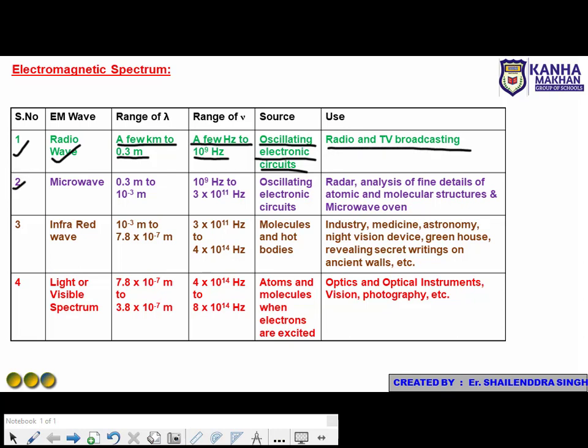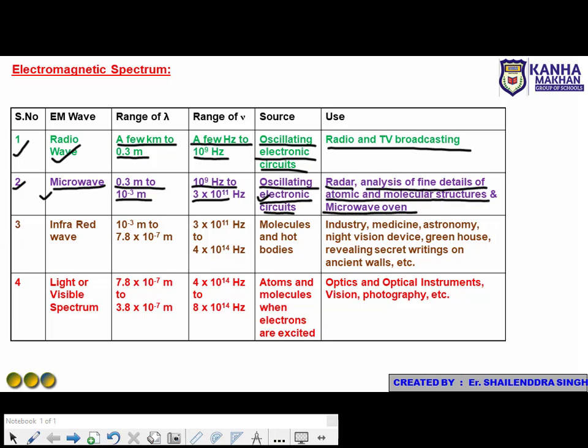Number 2, microwave. It is used in a microwave oven as well as radar. Its wavelength is 0.3 meter to 10^-3 meter. Frequency is 10^9 hertz to 3×10^11 hertz, and the source is also an oscillating electronic circuit by which it can be produced. What are the uses? Radar, analysis of the fine details of atomic and molecular structure, and the microwave oven.